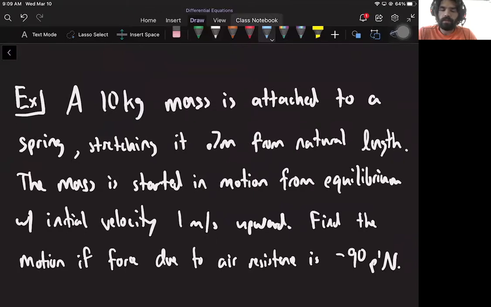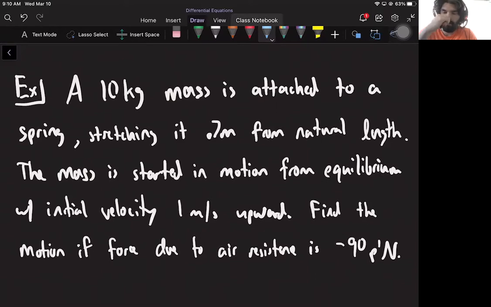A 10 kilogram mass is attached to a spring stretching it 0.7 meters from natural length. The mass is started in motion from equilibrium with initial velocity 1 meter per second upward. Find the motion if the force due to air resistance is negative 90 p prime newtons. So last time we used American units, or maybe they're called imperial units, and today we're using metric units instead. I'm never going to make you convert back and forth, so don't worry about that. Okay, so today this one is just metric, and that's it.